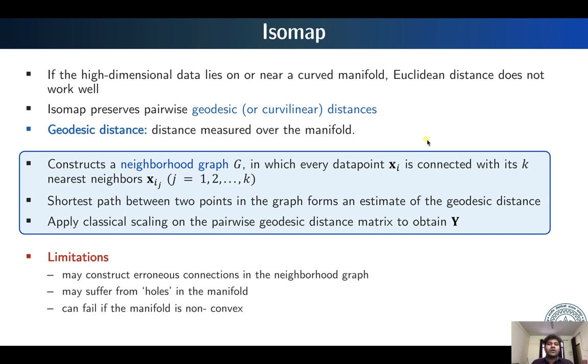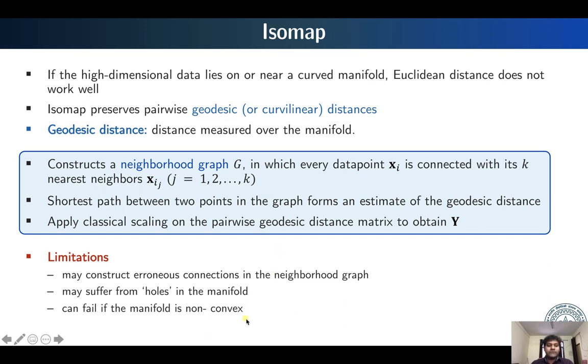However, the Isomap technique also suffers from some limitations. Because of topological instability, Isomap can construct erroneous connections in the neighborhood graph. Oftentimes, as I said earlier, the manifold structure is not really known. So in some cases there can be erroneous connections because of the unknown manifold, and this can lead to some sort of short circuiting in the graph. Essentially, it may look like two points are very close to each other, but that is really misleading because of the erroneous connections.